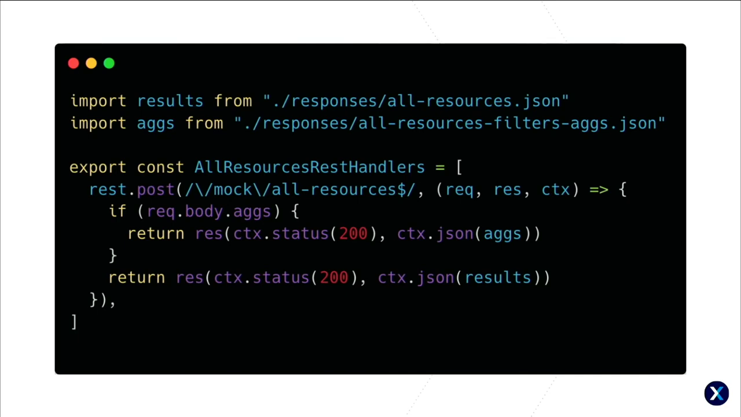Then we're saying if there's an aggs key in the body, if you remember way back at the start of the talk, we talked about OpenSearch aggregations. That's the key that comes through in a query to build those filters. If there's an aggregation key in the query body, we return our mock aggs. It's just a JSON file. Otherwise, we just return our results. And that allows the test to render the app with mock results without hitting a real OpenSearch instance.